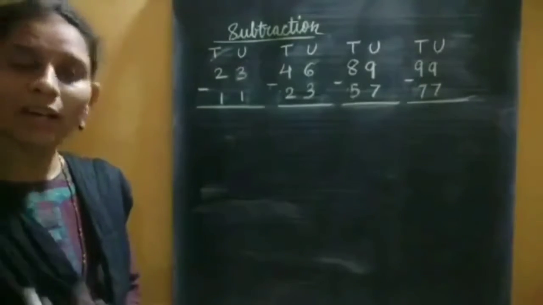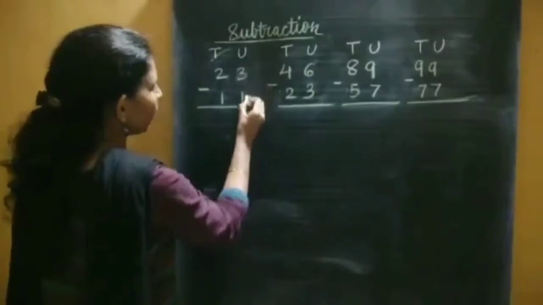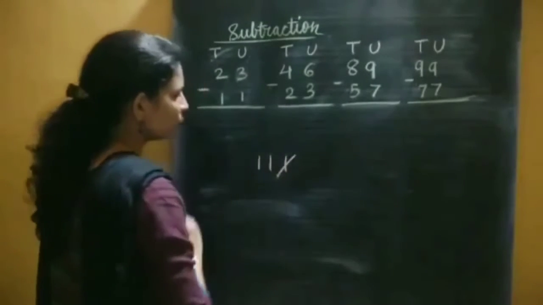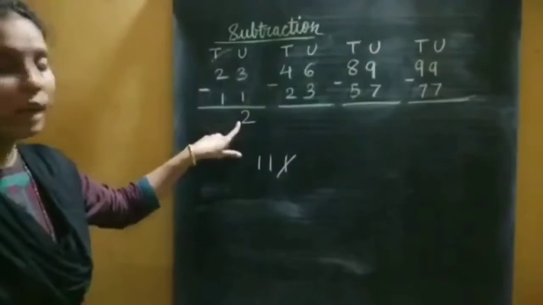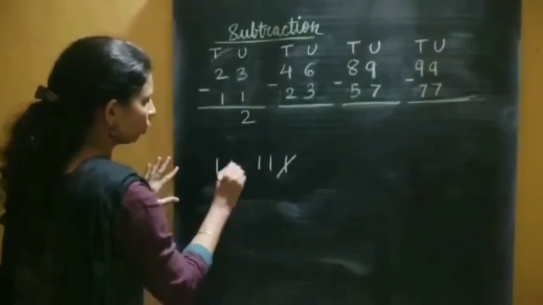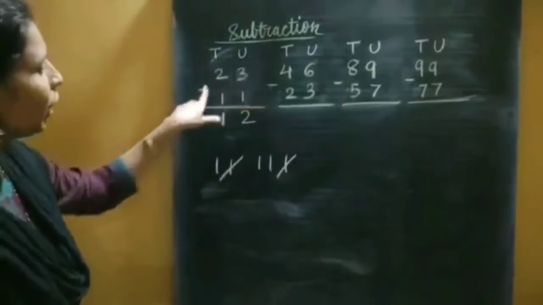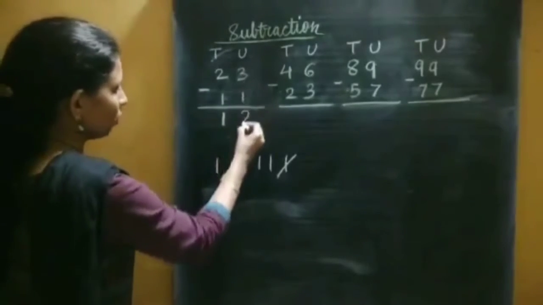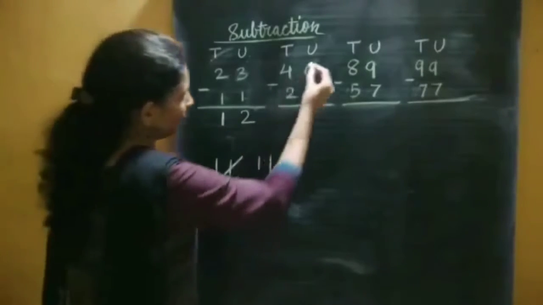Okay students, so let's start from the unit place. First is 3 units minus 1 unit, meaning 1, 2, 3. From 3 lines cut 1 line, so 2 lines remain. So 3 minus 1 is 2. And now the tens place, 2 tens minus 1 ten, so the answer is 1. So 23 minus 11 is equal to 12. 3 minus 1 is 2, and 2 minus 1 is 1. See the second example.